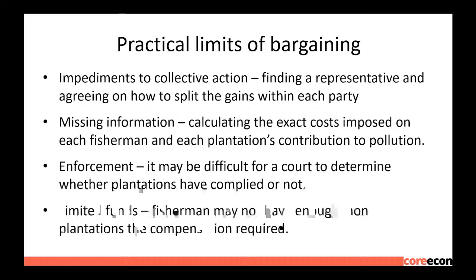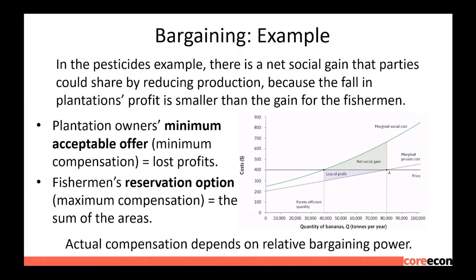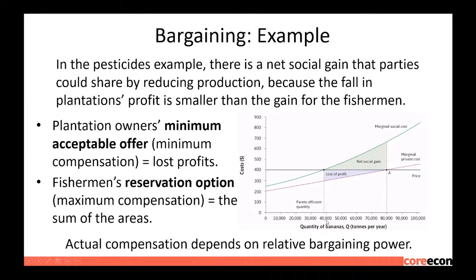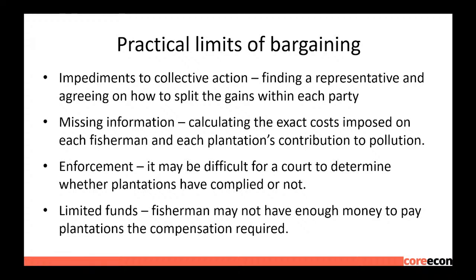You know, everything is neat in these slides, but how do you split that net gain? To agree on how to split the gains among the two parties. There's an information problem. Again, this comes back over and over, calculating the exact costs imposed on each fisherman and each plantation's contribution to pollution. The usual problem of enforcement: it may be difficult for a court to determine whether plantations have complied. Here it's very simple, the drop in quantity produced is observable, but in reality there's a lot of uncertainty. Maybe they work at night, maybe the measurement is imprecise, and so this has implications.